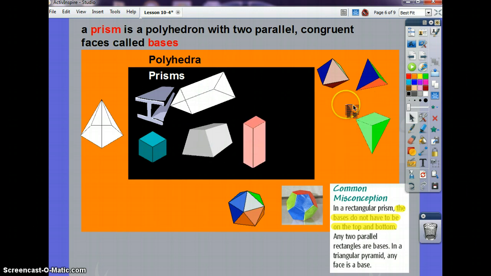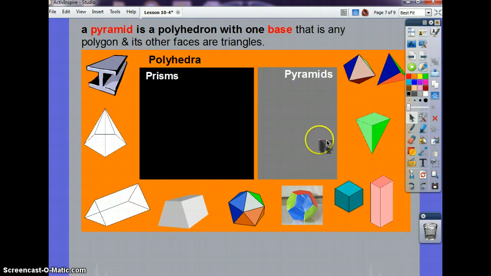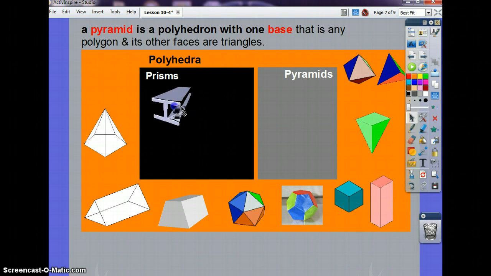And those are the figures that are prisms. Now as we turn to the next slide, we're going to take those prisms and put them back on our mat.